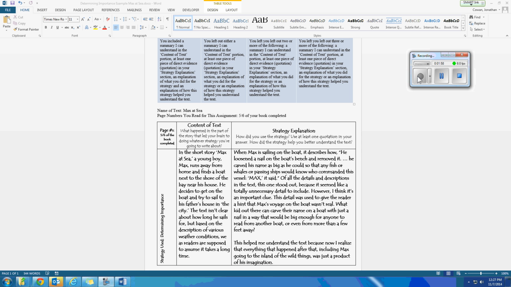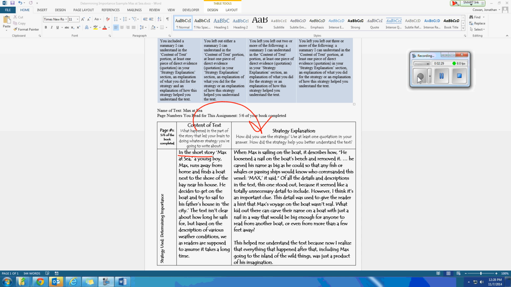So to start, let's read the summary. The summary is, in a short story, Max at Sea, a young boy, Max, runs away from home and finds a boat next to the shore of a bay near his house. He decides to get on the boat and try to sail to his father's house in the city. The text isn't clear about how long he sails for, but based on the description of various weather conditions, we as readers are supposed to assume it takes a long time. So remember this summary, the only stuff I'm summarizing is the stuff that's going to lead me to that strategy explanation.